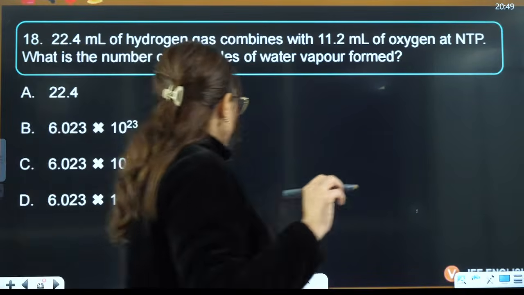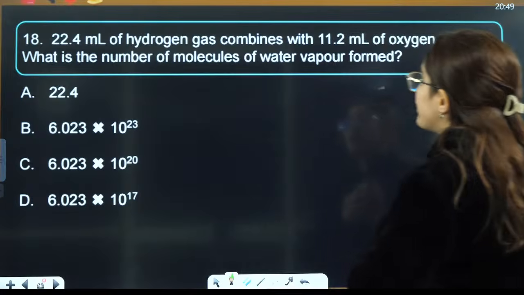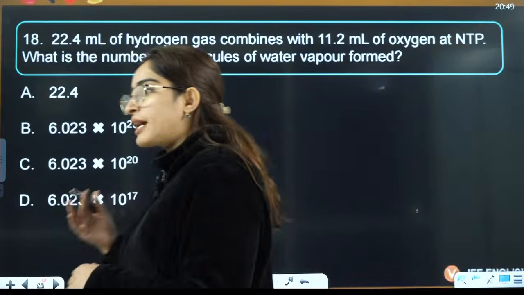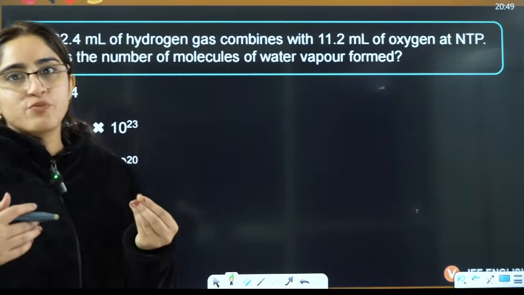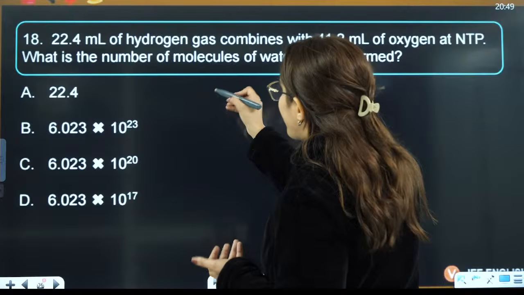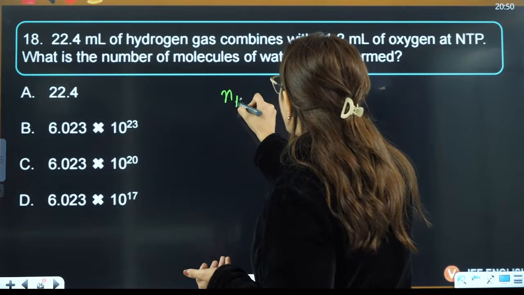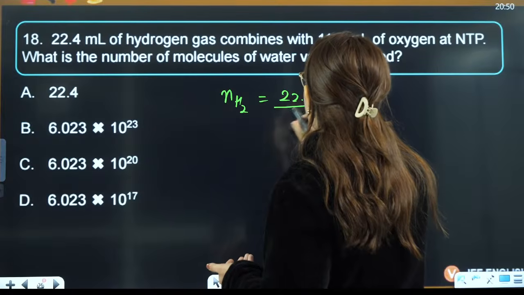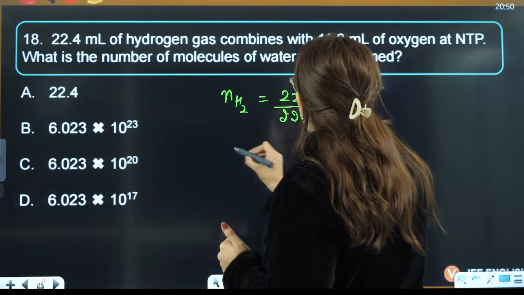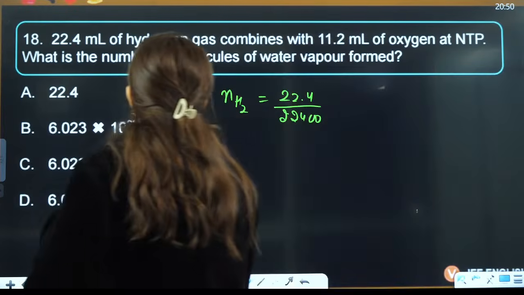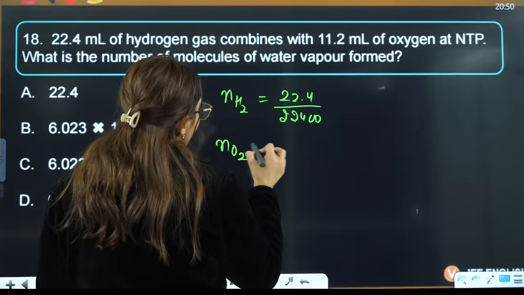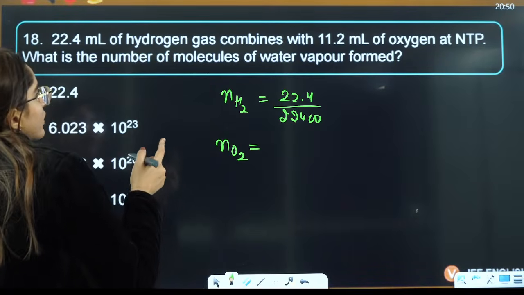Next is: 22.4 milliliter of hydrogen gas combines with oxygen. What is the number of molecules of water vapor formed? Very simple question. These kinds of simple questions they also ask in the AEEE exam, easily scoring questions, right? So you have hydrogen gas, this much. The number of moles of hydrogen is 22.4 divided by 22400, right? And if this much hydrogen gas combines with oxygen, the number of moles of oxygen is going to be what?